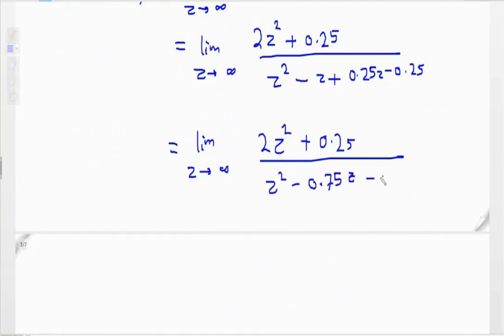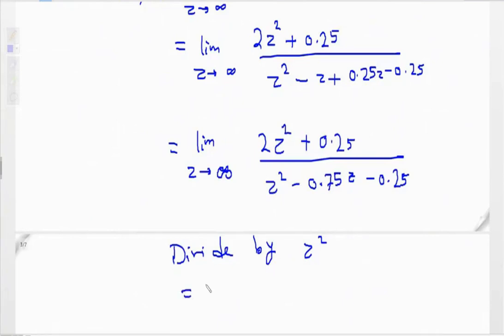Whenever the limit tends to infinity, we cannot directly go for substitution. Instead, we have to see the highest power of z and divide by that highest power. Before that, you should also check whether you can take z common from the denominator. Here the highest power of z is z², so divide by z² directly.